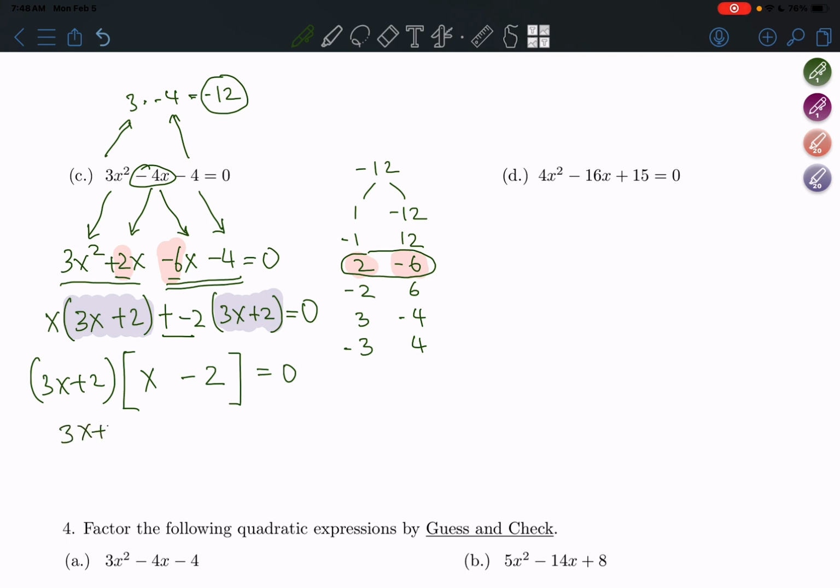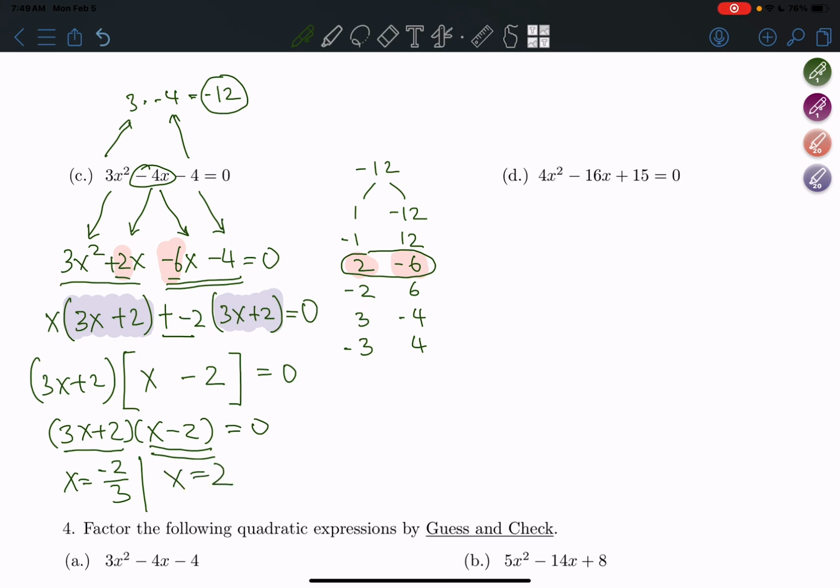So 3x plus 2 times x minus 2. And that's, again, equal to 0. Once I have the factors ready, the rest is easy to solve. If you set that equal to 0, you get x equals negative 2 over 3. And if you set that equal to 0, you get x equals 2. So again, the solving part here is not important. The important part is the factoring, right? So anyway, this is the methodical way of factoring.